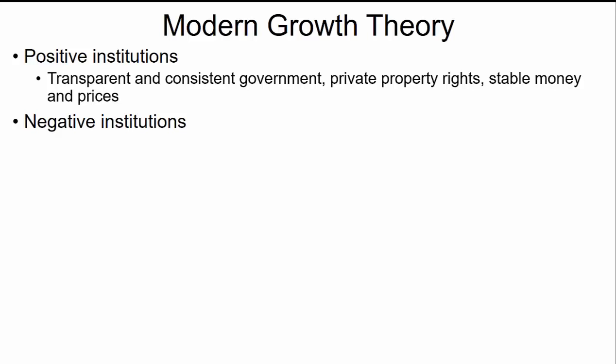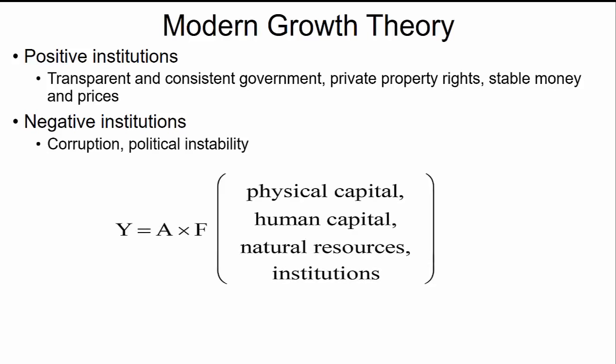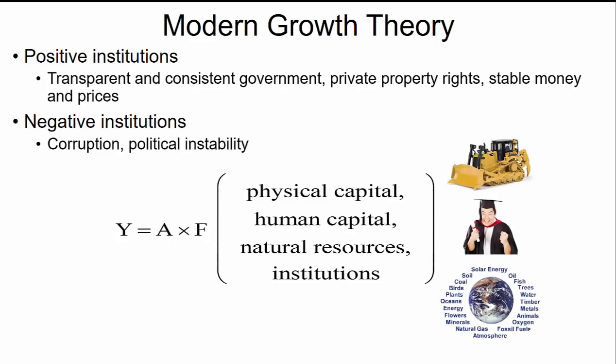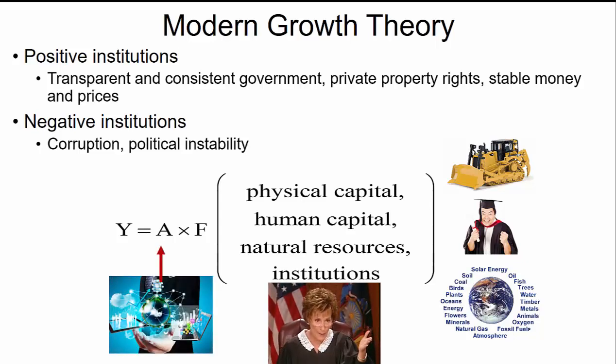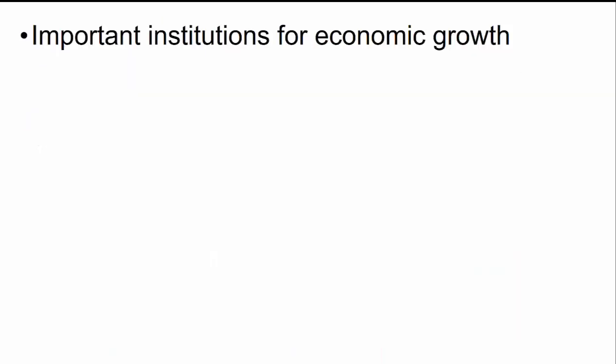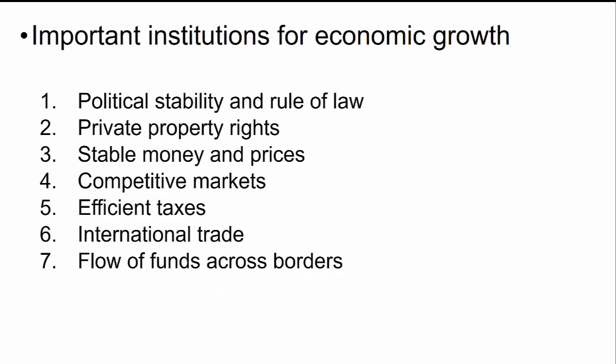So, modern growth theory includes positive institutions. Okay, these are things that are good for growth. And then it outlines the bad things for growth: corruption, political instability. So now we have our factors that contribute to growth, but then we're going to include institutions. Okay, and those institutions are basically, let's just list them, and then you should look them up for additional detail. Okay, so the listing is this: political stability, rule of law, private property rights that are enforced. Okay, stable money, stable prices, that means no runaway inflation, so steady, stable inflation.